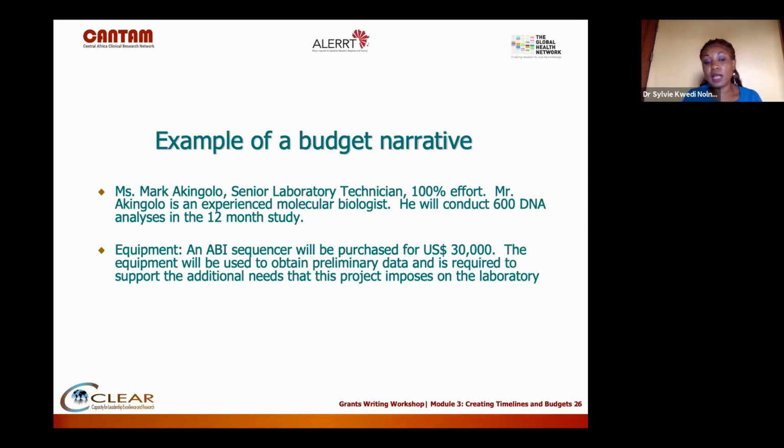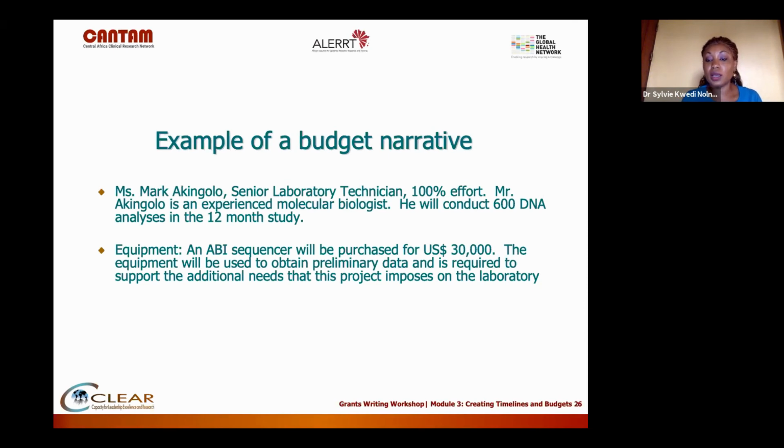So I have other justifications here. Mr. Mark Akingolo, Senior Laboratory Technician, 100% effort. How is this explained? Because he will conduct 600 DNA analyses in 12 months. And that would make sense for somebody who knows what it takes to do 600 DNA analyses in 12 months.